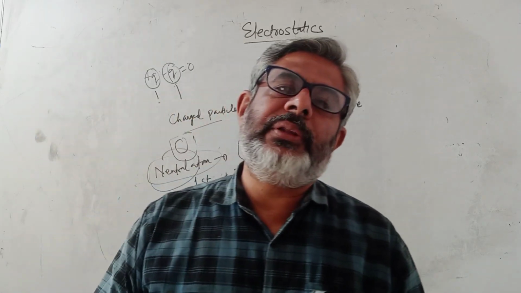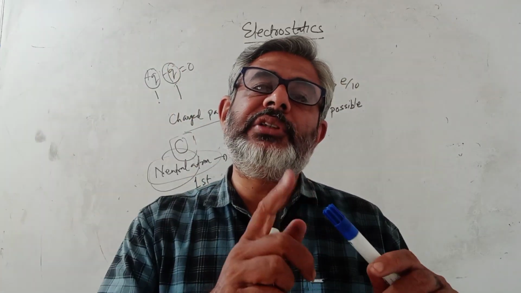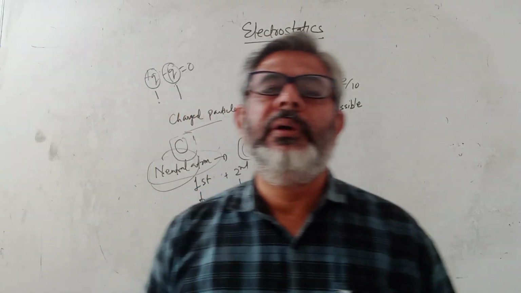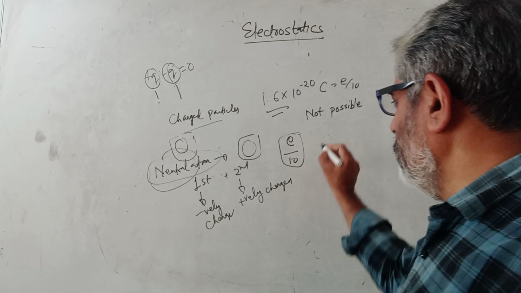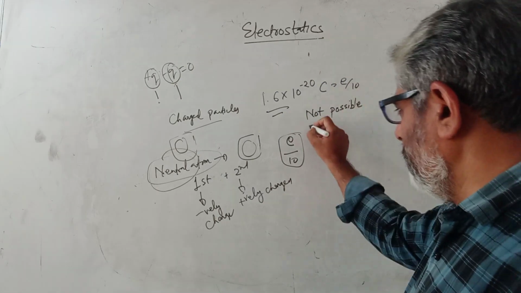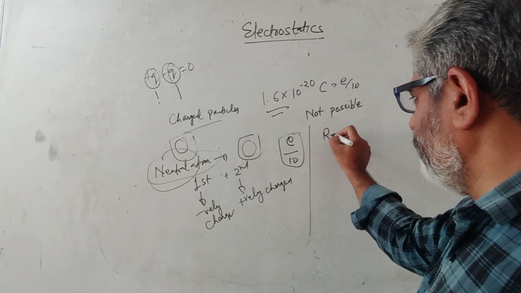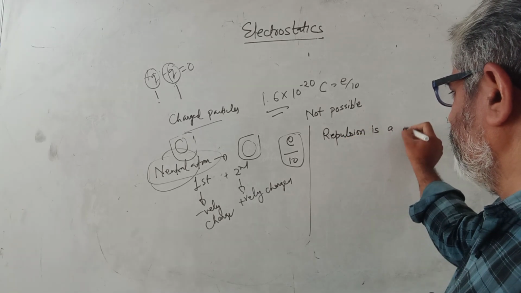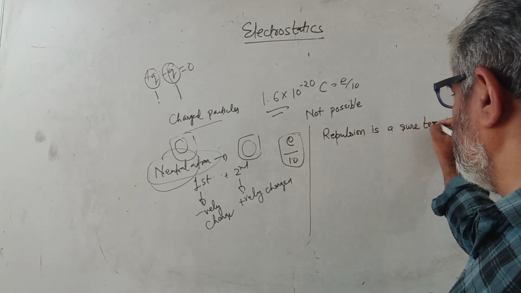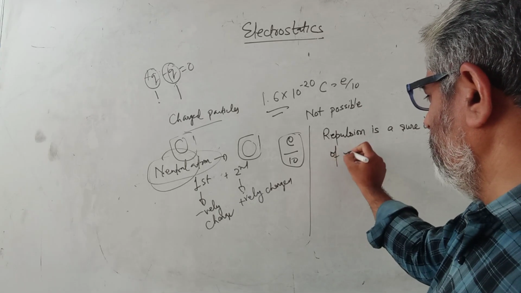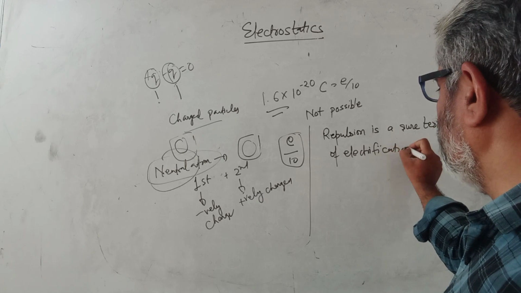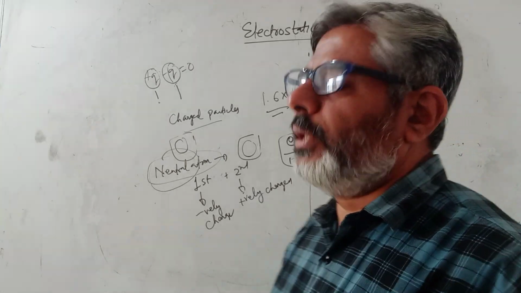Or is it possible that this is charged and this is uncharged, neutral? So what is the sure test of electrification? So I am writing on board: repulsion is a sure test of electrification. You will be very surprised. You will ask, why not attraction?